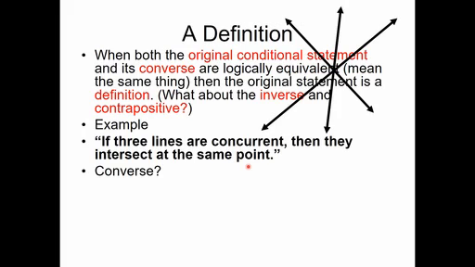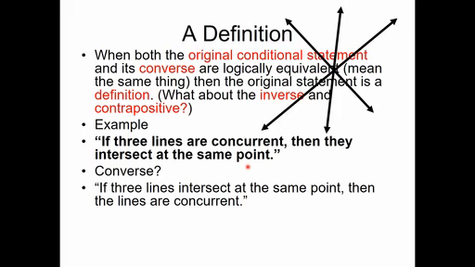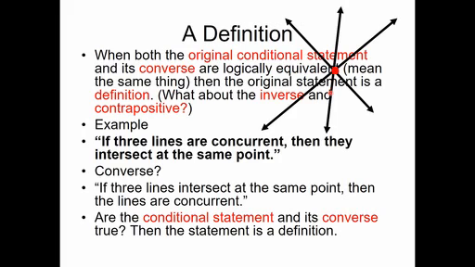Converse, you just interchange. So if three lines intersect at the same point, notice I brought the three lines in here just so that it read better, but we've got intersect at the same point. So if three lines intersect at the same point, then the lines are concurrent. If they intersect at that point, then they're concurrent. Is that true?